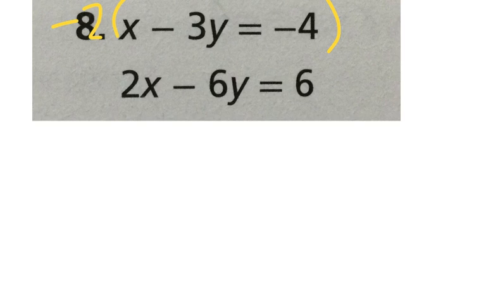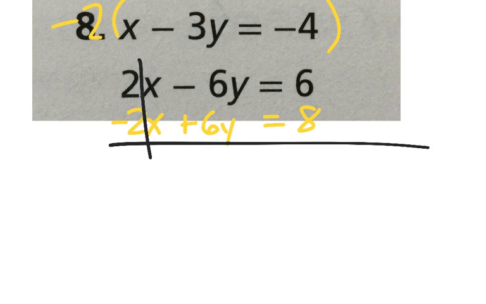-2. -2 times x is -2x. -2 times 3y is positive 6y. -2 times -4 is positive 8. Now my x's are going to eliminate. That's what I want to happen. So 2x minus 2x eliminates. -6y plus 6y eliminates. And so what's left on the left side? Nothing. On the right side, 6 and 8 combine to be 14.